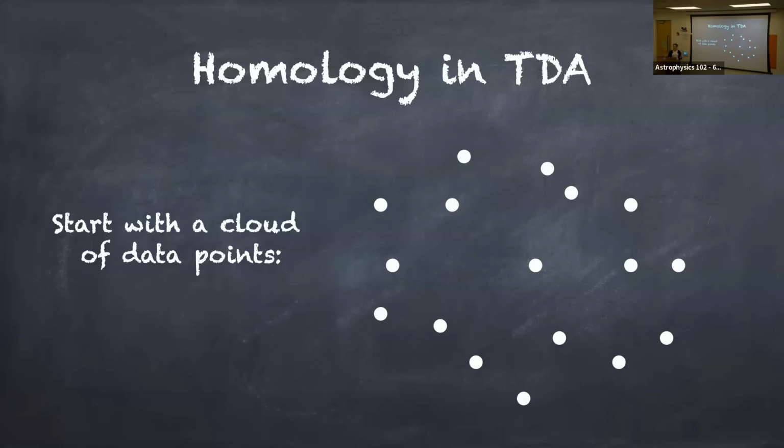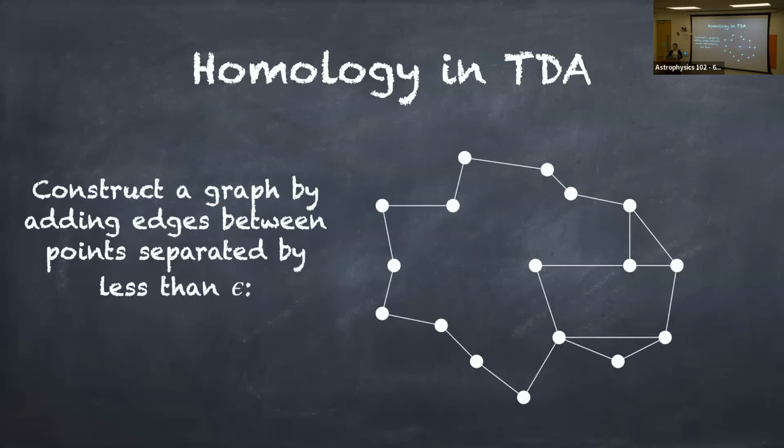The first step is to go from this cloud of data points to a graph. The way you do that is you construct a graph by adding edges between any two data points which are separated by some distance less than epsilon. This epsilon is up to you to define, it's not given in advance. But you pick some suitable epsilon and you add edges between any points separated by less than epsilon.